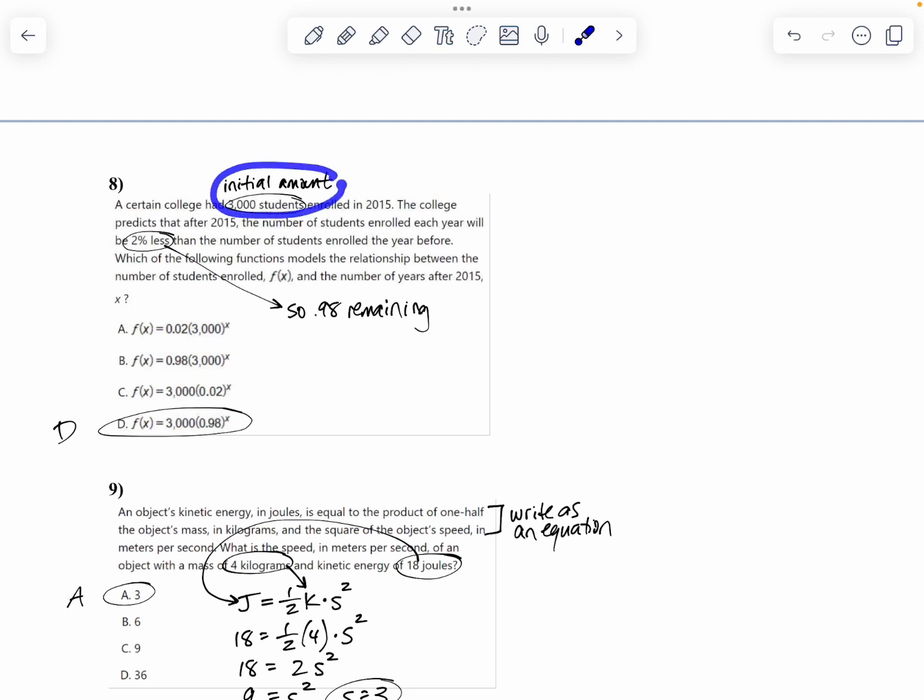Remember how if you look at the formula that you wrote on the very top of the page, the 3,000 should go first. This is wrong, this is wrong. How do we choose between C and D? 2% less means 98% remaining, so we want this one.